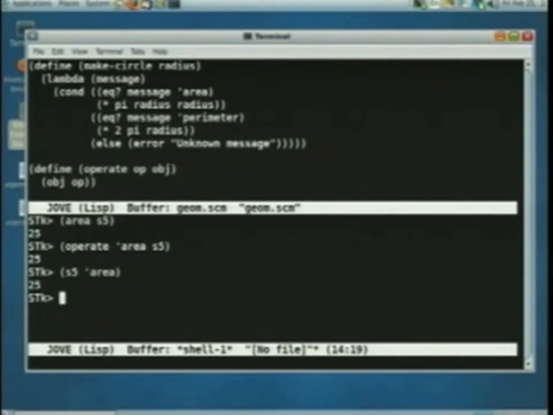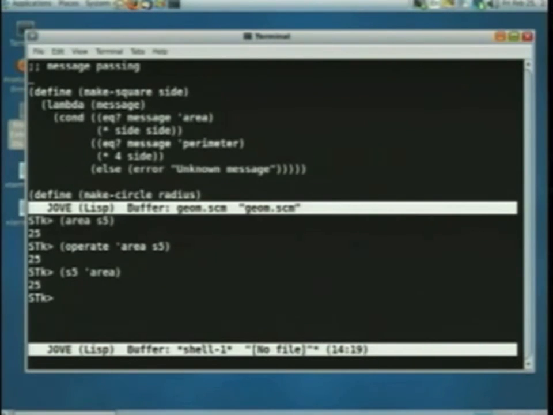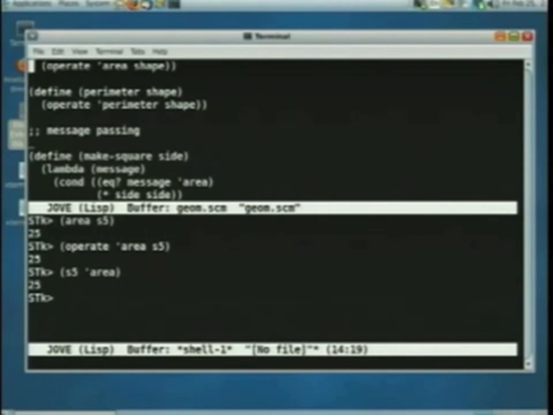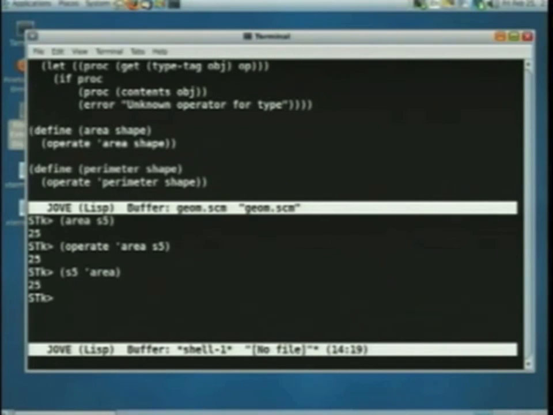Questions? Yeah. Okay, how is area defined? I inherited this old definition of area left over from data-directed programming. I don't have to change anything except for the operate procedure. So that's kind of cute. Good question, though.